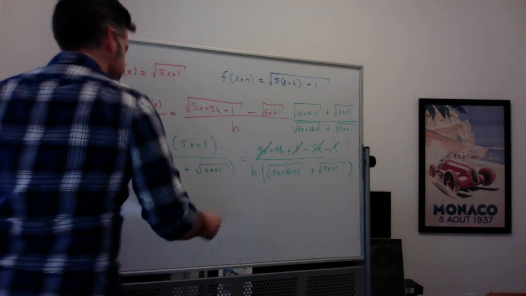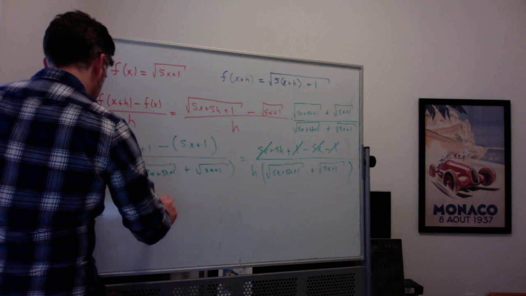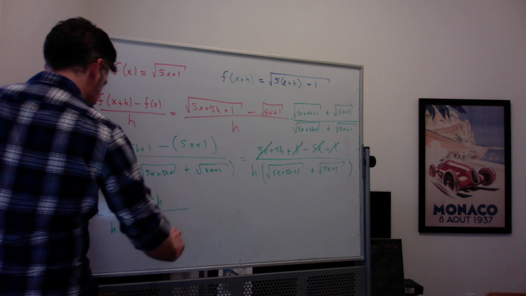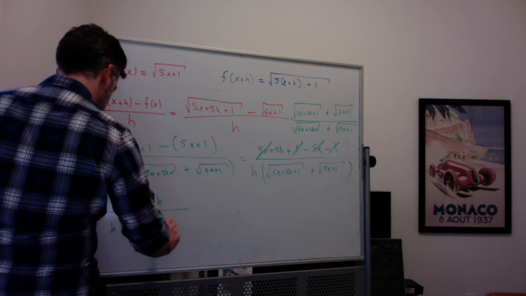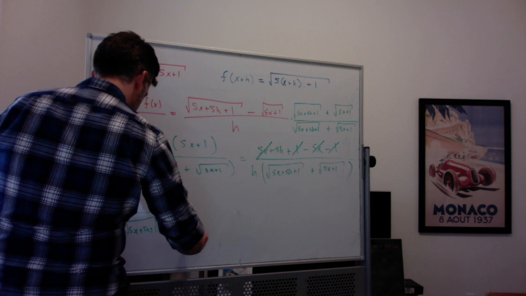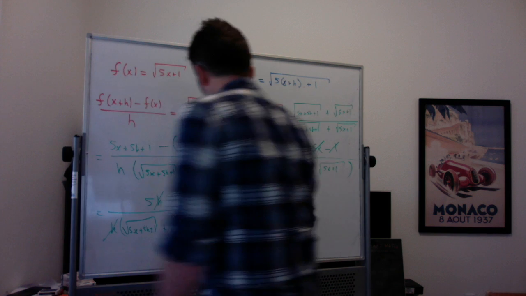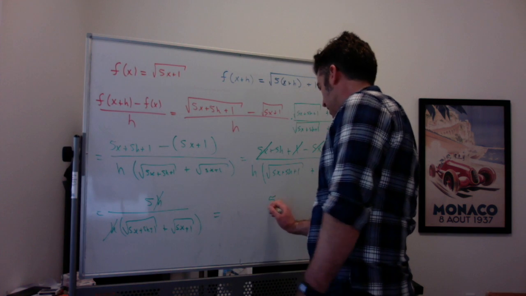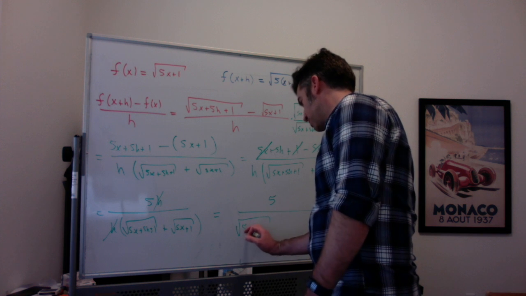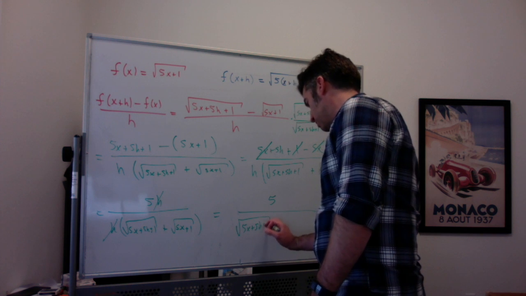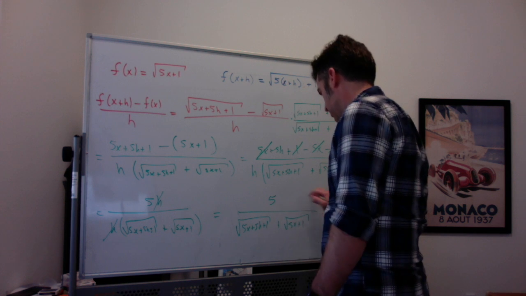So then we've got 5h over h times this big square root plus the other square root: 5x plus 5h plus 1 plus the square root of 5x plus 1. And then we can cancel this h with that h. And we're left with a final answer that is 5 over the square root of 5x plus 5h plus 1 plus the square root of 5x plus 1.